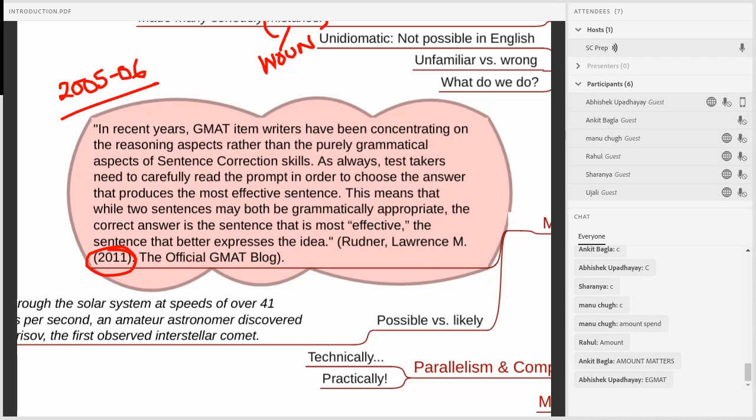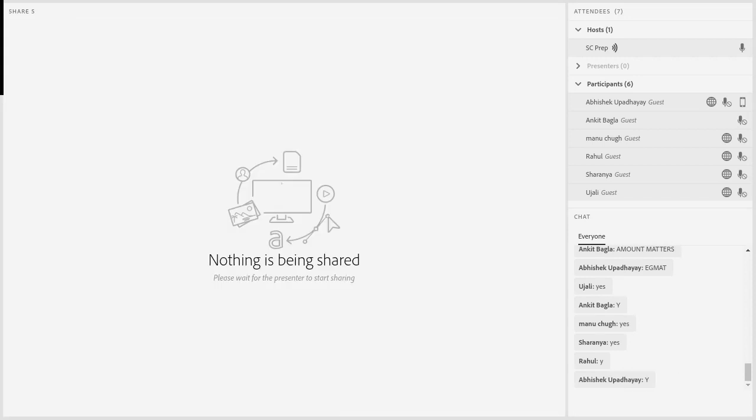Quick check. Is everyone comfortable with this? Meaning, idioms. The GMAT tests everything. Everything needs to be looked at, right? Okay, I've got 3 yeses, 4 yeses. Rahul, quick check. Agree. Awesome. And Abhishek is also agreed. Perfect. Now let's do a question built around that.